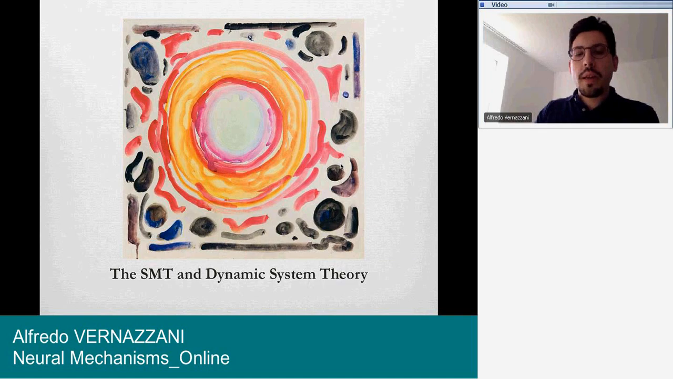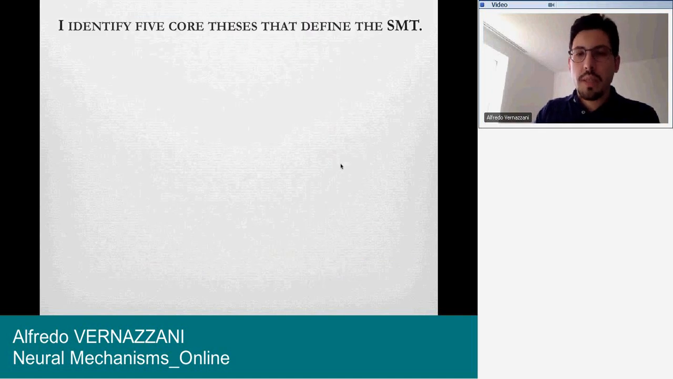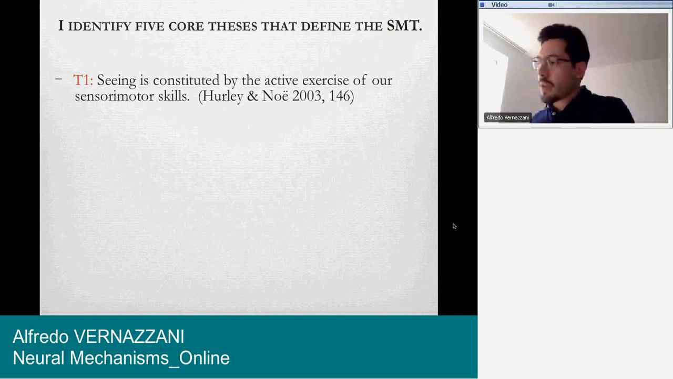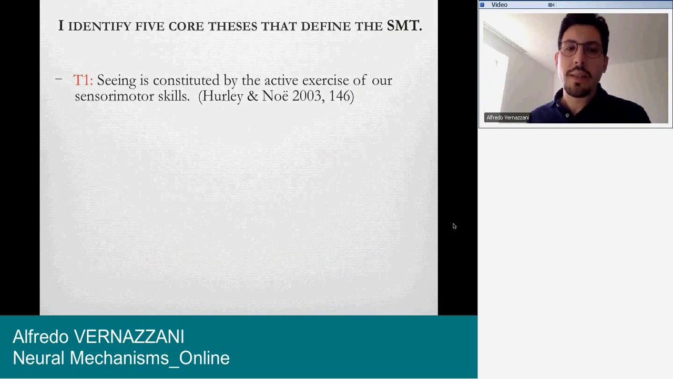Okay. So let me start with an outline of the sensorimotor theory. That's the very first step. I think that all in all we can single out some core theses of the sensorimotor theory, core theses that actually define the very essence of this theory. Of course, there is much more to be said, but these are the most important aspects of it. Now, the first thesis is that seeing is constituted by the active exercise of our sensorimotor skills. The crucial notion here is that of a sensorimotor contingency, which Kevin O'Regan and Alva Noë define as the sensory changes produced by various motor actions.